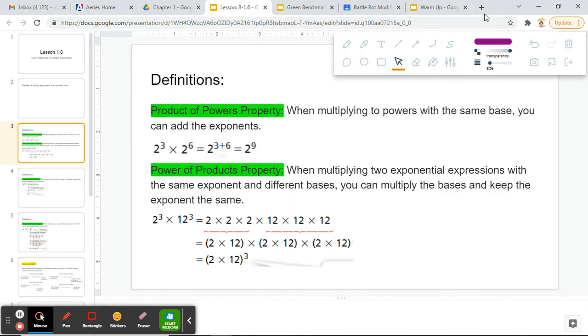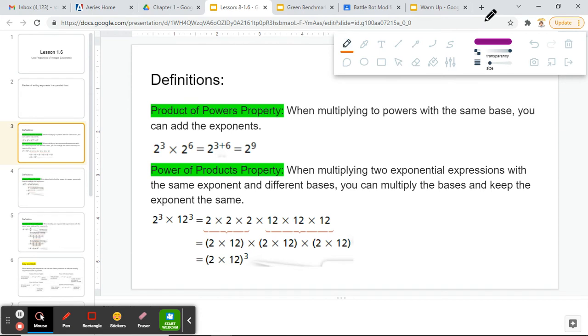Okay, so let's start off with some definitions. We have a lot of definitions today, so you're going to want to make sure you're pausing the video to get these down. Our first one is the product of powers property. When multiplying 2 powers with the same base, you can add the exponents.